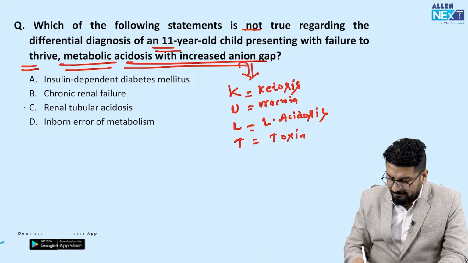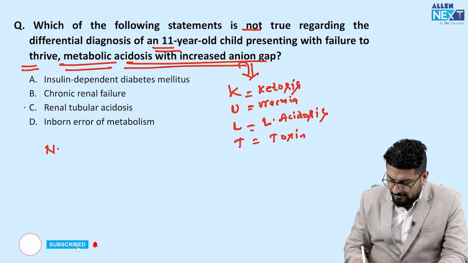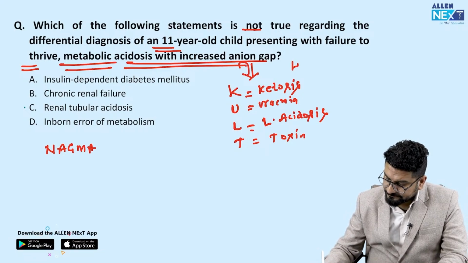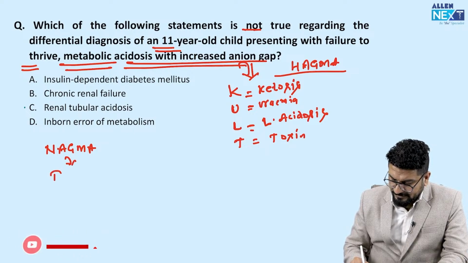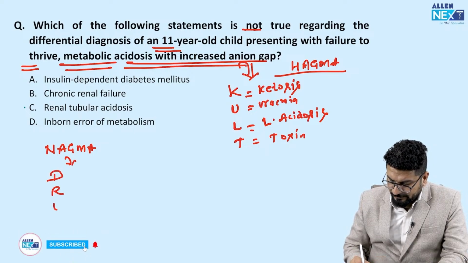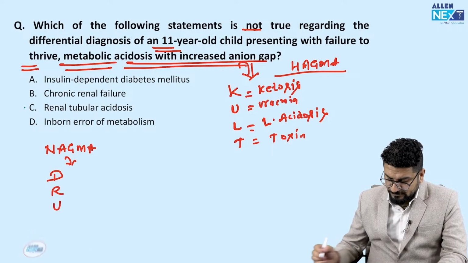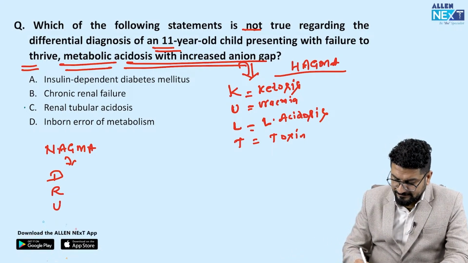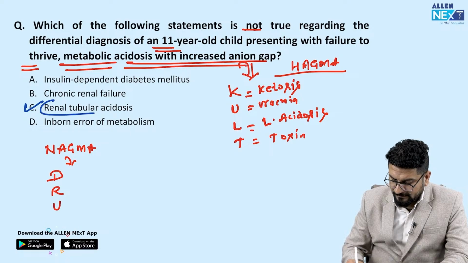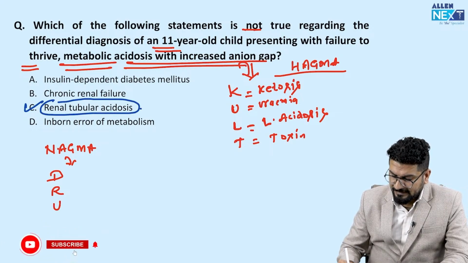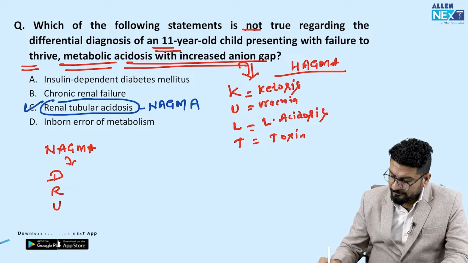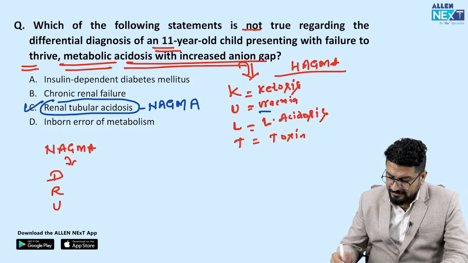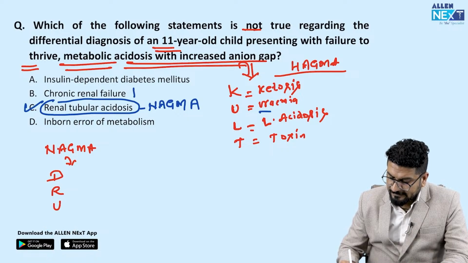And remember normal anion gap, we call this NAGMA. This is called HAGMA. Normal anion gap you will see in a patient with diarrhea, RTA and ureterosigmoidostomy. So let us see this option one by one. RTA is a condition where always you will see normal anion gap. And renal failure, uremia, means it could be AKI or CKD, that will have increase in anion gap.